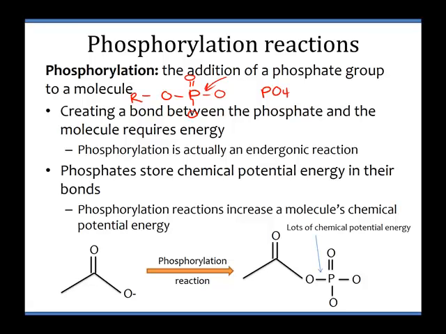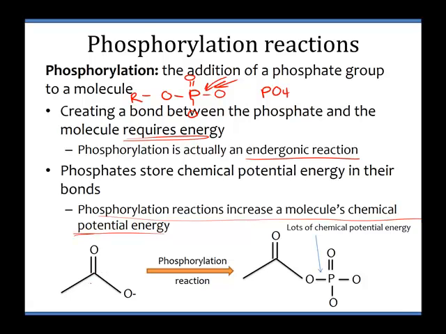All right. Now, actually creating that phosphate bond, attaching the phosphate group to a molecule, you're building a chemical bond, and that requires energy. So the process of phosphorylation itself, adding a phosphate group, is actually an endergonic reaction. It requires energy. But once you've added that phosphate group to a molecule, you've increased that molecule's chemical potential energy, because again, there's lots of energy in that phosphate-oxygen bond. Okay, so phosphorylation reactions increase a molecule's chemical potential energy.